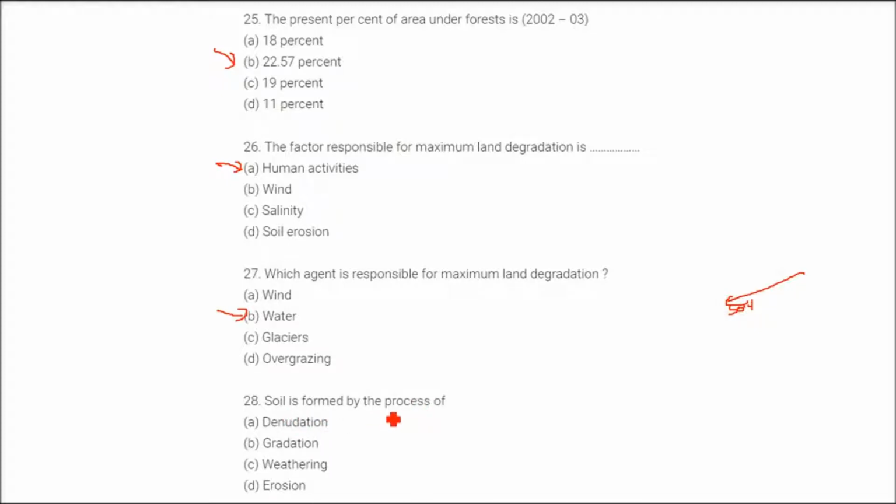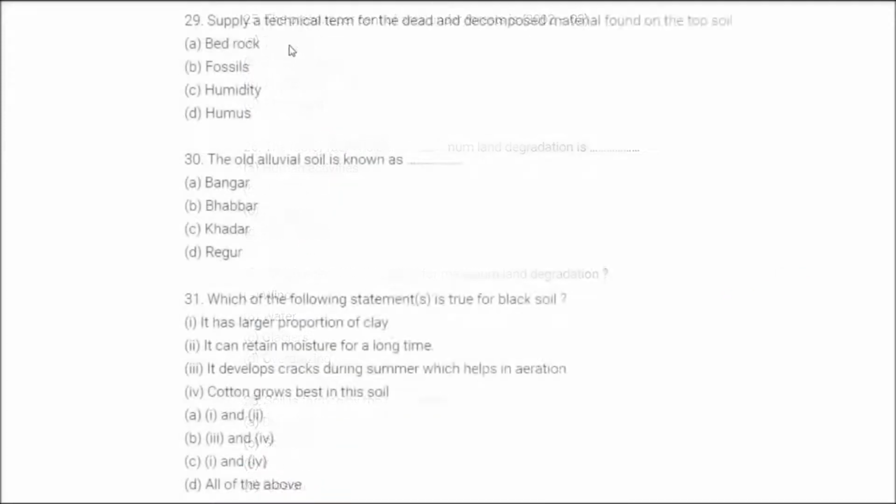Soil is formed by the process of, and the answer is C, weathering. Actually, weathering, erosion, all these are one or the other factors, but the most significant one is weathering. Supply a technical term for the dead and decomposed material found on the top soil, and the answer is humus. The old alluvial soil is known as bangar. The new one is called khadar.